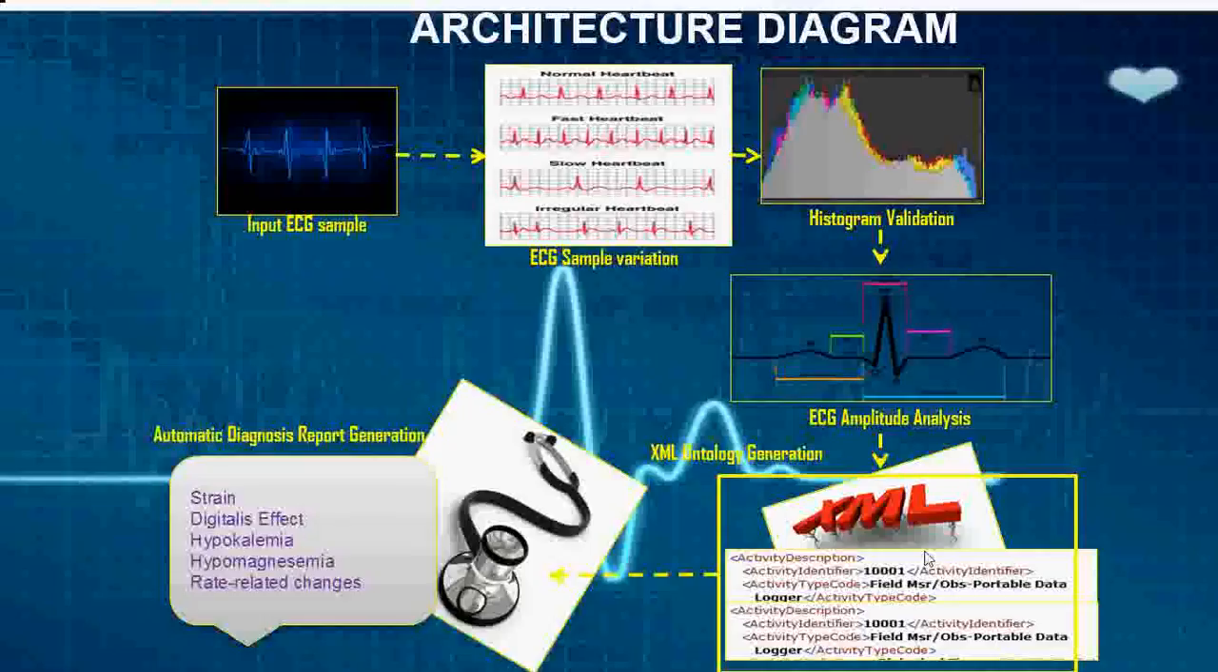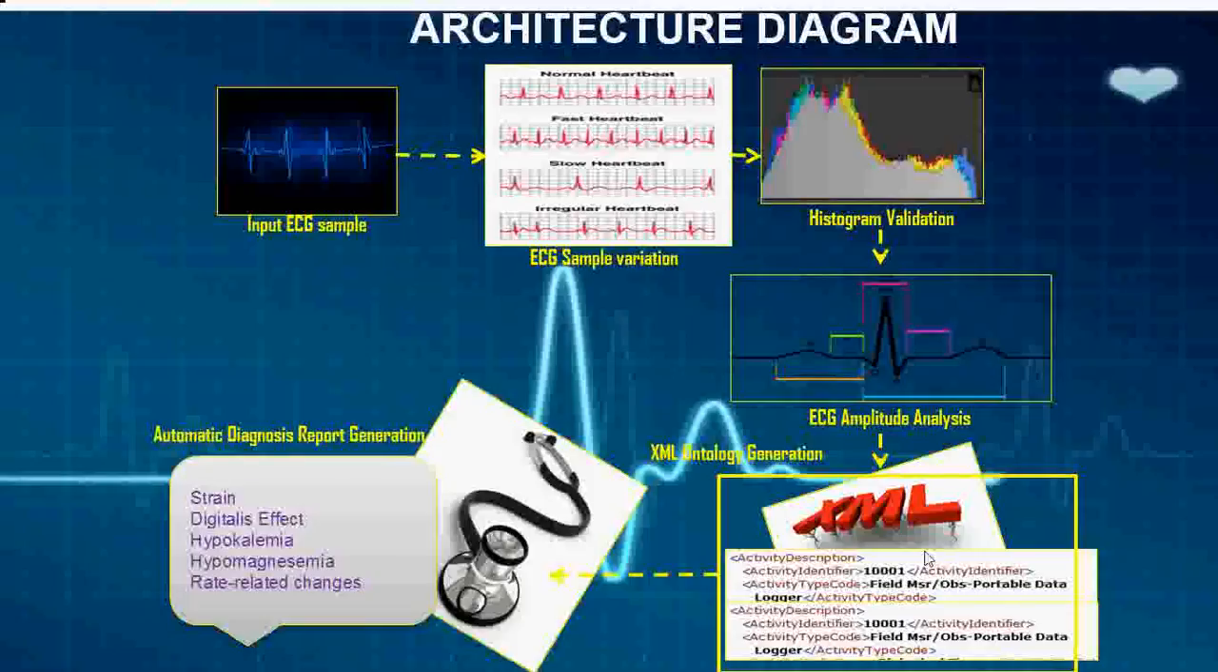This is the architecture diagram. First, load the digital input ECG image and convert it into a digital image. Image processing is the analysis and manipulation of a digitized image, especially in order to improve its quality, to convert an image into digital format. After loading the input image, ECG sample variation will be performed. It covers normal heartbeats, fast, slow, and irregular heartbeats. So yes, sample variations will occur.